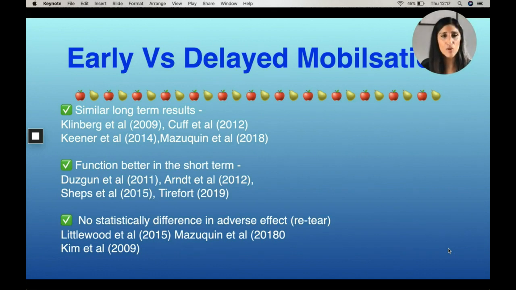And the point I want to draw upon a little bit more here is the similar long-term results, because I think if you've had delayed mobilization, at what cost has that been to you at the beginning in terms of your activities of daily living, needing to get other people for help and support, and also not being able to work and the financial impact that that's had?